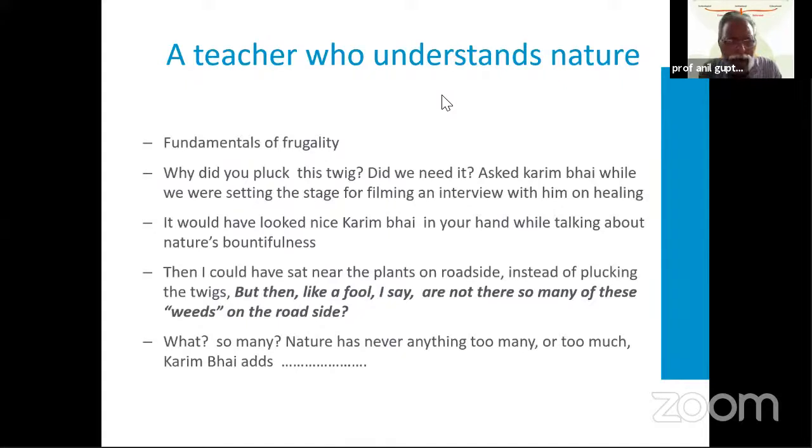I don't know what insight you will learn, but isn't it true that many of you also do the same thing, pluck some leaves, crush them in your hand? I also used to do that. Now I can't. The moment I pluck some leaf, my hand moves towards plucking a blade of grass or a leaf, Karimbhai is visible to me in front of me. Do you need this? So it's a very minimalist consumption behavior where you do not consume or waste natural resources for no good reason. I mean, you're not using anything. So that was a very important lesson I learned with Karimbhai.